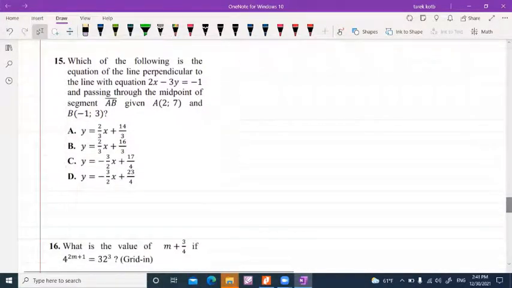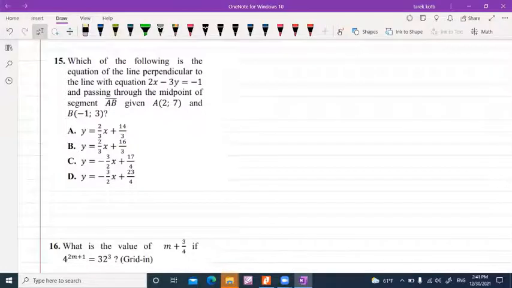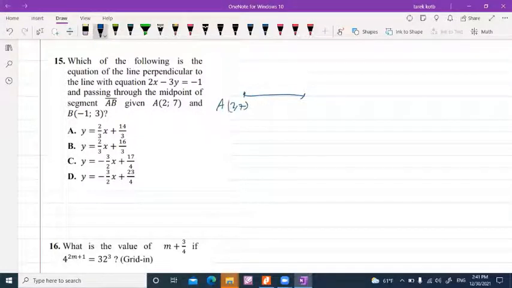Question 15. Which of the following is the equation of the line perpendicular to the line with the equation 2x minus 3y equals 1 and passing through the midpoint of the segment AB? This is the segment AB with 2 points, A, which is 2 and 7, and B, which is negative 1 and 3. The line we need is passing through the midpoint of the segment.